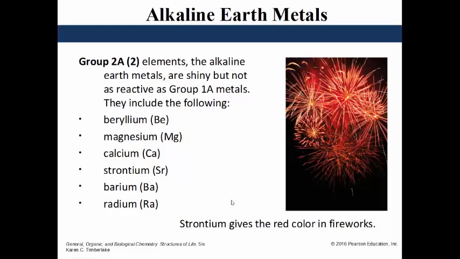These are very shiny metals, but they're not as reactive as the ones from group 1. Group 1 elements are really, really reactive. So the ones that are found in group 2: beryllium, Be, magnesium, Mg, calcium, Ca, strontium, Sr, barium, Ba, and radium, Ra. And that vertical column, number 2. And in the picture here, strontium is what gives fireworks that bright red color.